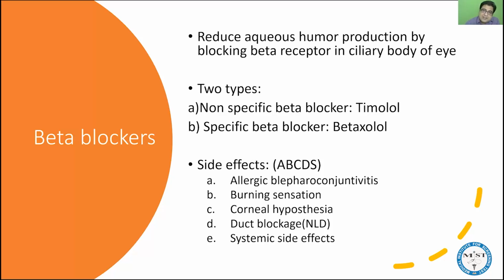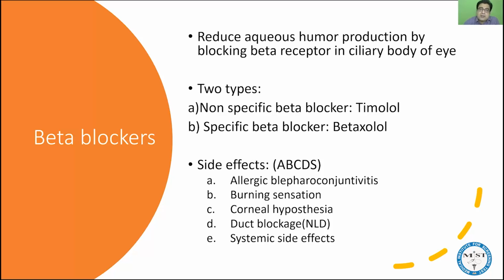Number four, this medicine can also cause nasolacrimal duct blockage. And please remember, among all anti-glaucoma drugs, maximum nasolacrimal duct blockage is seen with timolol. Now, timolol is a non-selective beta blocker, blocks beta 1 as well as beta 2 receptor. And by blocking beta 2 receptor, the medicine can increase the tone of smooth muscle and hence the tone of the nasolacrimal duct. This is the main reason for the blockage of the nasolacrimal duct.